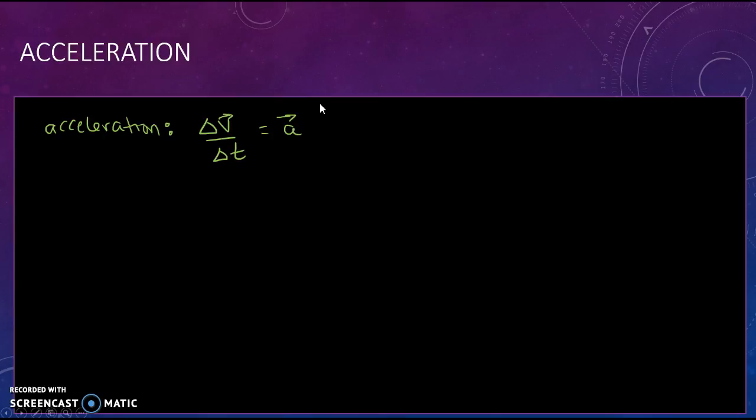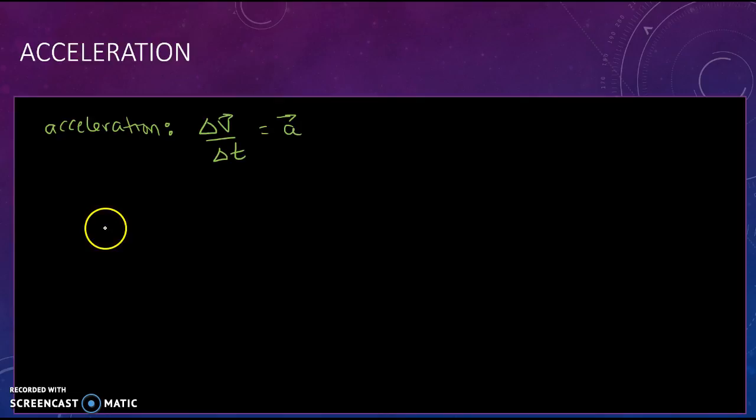Now, here's the thing about acceleration: it's a little bit trickier. It's very, very tempting, and students do this quite often, to confuse velocity and acceleration. So let me show you how things can be accelerated, in some instances.